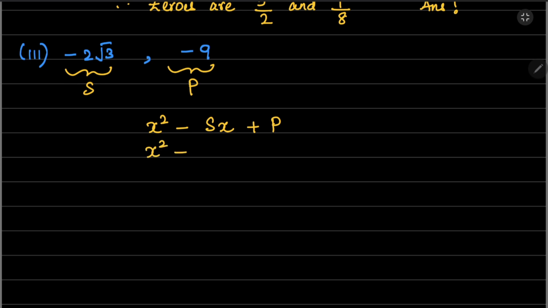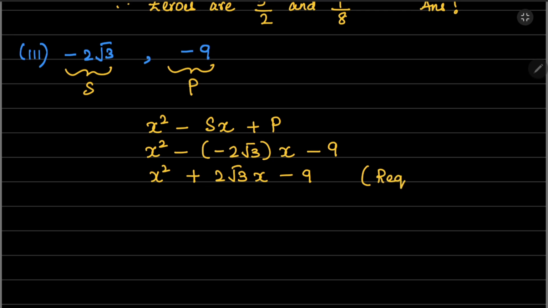Just substitute: x square minus, sum is nothing but minus 2 root 3 multiplied by x plus of minus 9. So I'll just write minus 9. So you have x square, minus into minus is plus 2 root 3 x minus 9. This is your required quadratic polynomial.